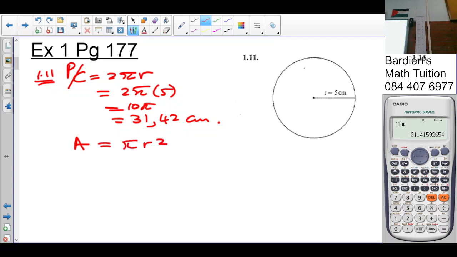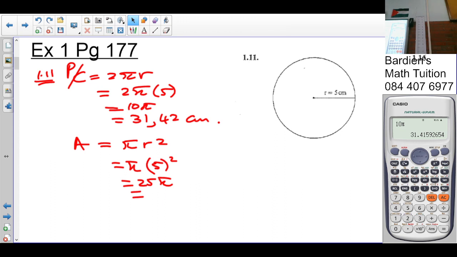Pi r squared. Not 2 pi r squared, it's pi r squared. Remember, this formula is not given in the exam. Okay? So you've got pi. What is the radius? 5, and it must be squared. So in other words, that is 25 pi.